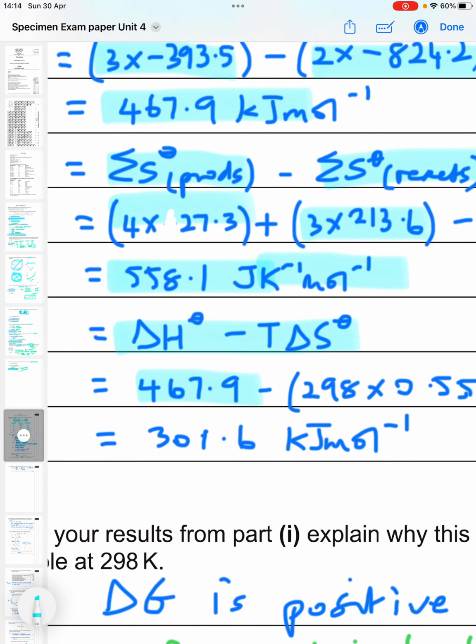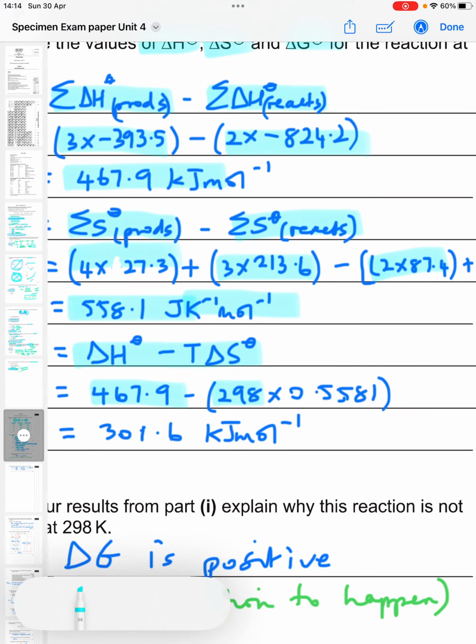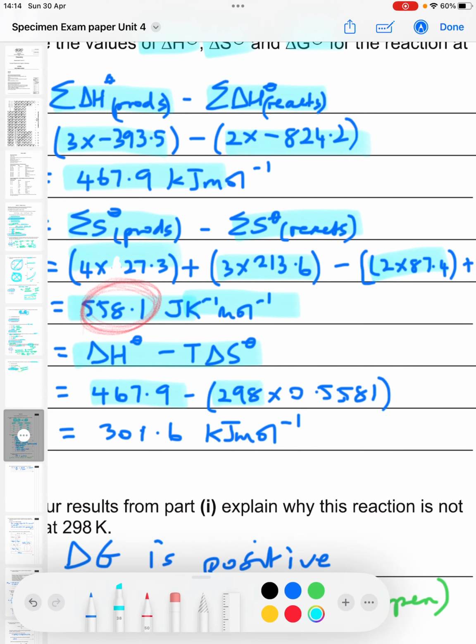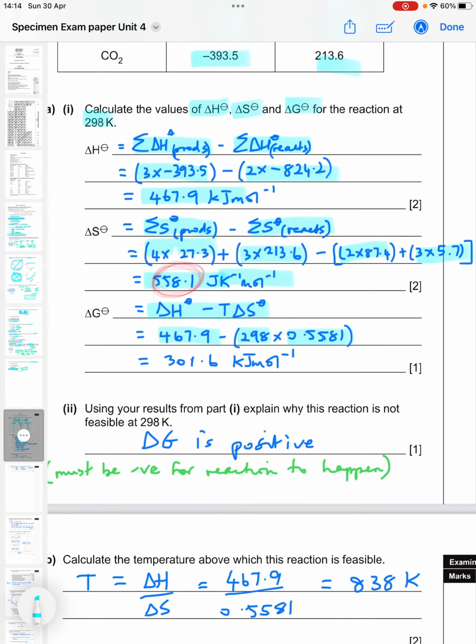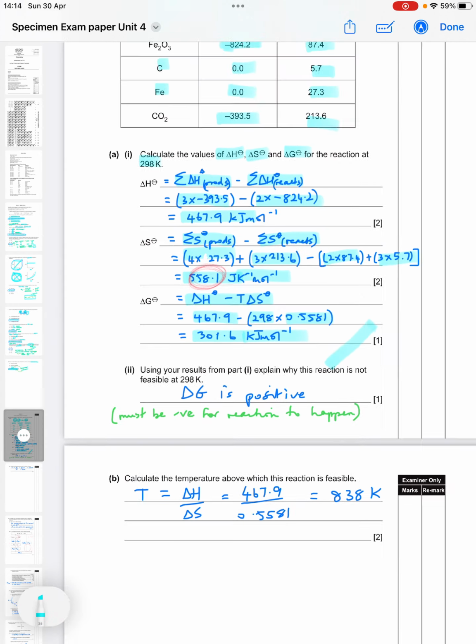And then delta G is delta H minus T delta S, so 467.9, and take away the T is 298, we saw that in the question earlier. And then the only place you can go wrong here really with these questions is if you don't convert the entropy, which is in joules, into kilojoules. Okay, so that's why it's 0.5581. And overall then that is 301.6 kilojoules per mole. So 2 marks for the enthalpy, 2 marks for the entropy, and just 1 mark for Gibbs free energy.